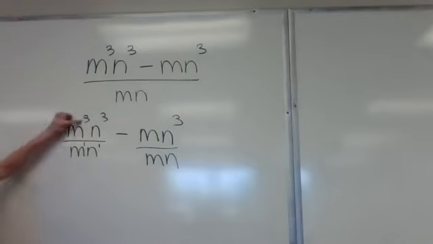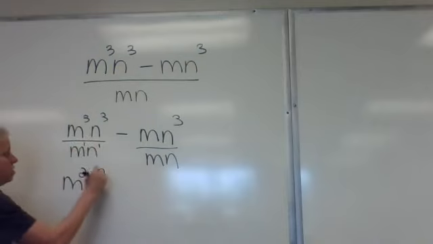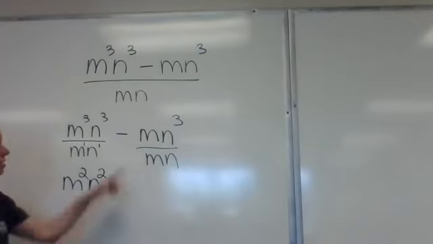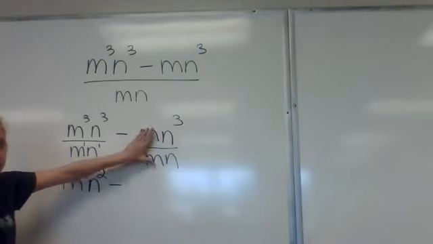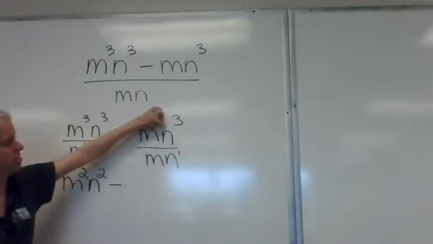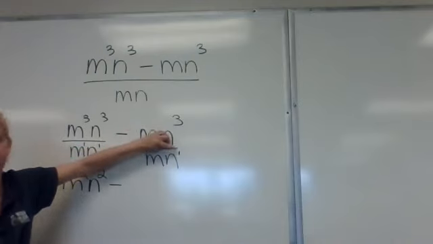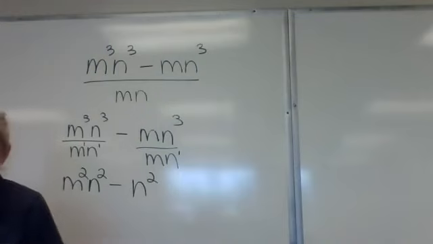So now if I had m to the third over m to the first and subtracted their exponents, I'll have m squared. N to the third over n to the first, again subtracting, so it'll be n squared. Bring down my minus. I had the m, but I divided it, so the m's gone. What do you get when you subtract these exponents? N to the third over n to the first. If I subtract those, I get n to the second.